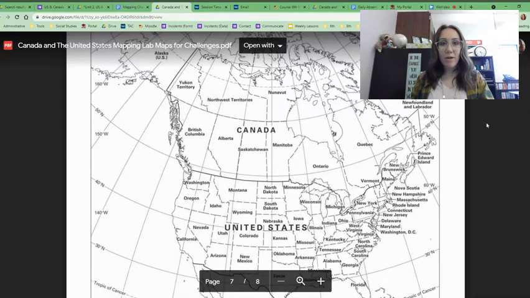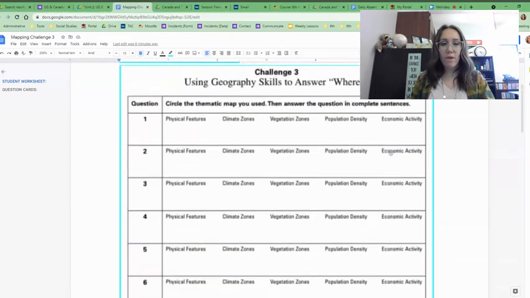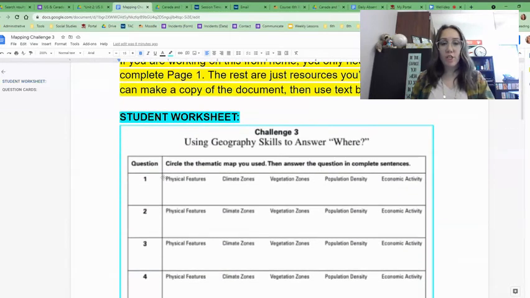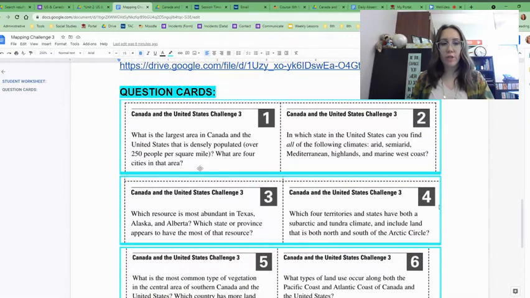All right, now that we are done going over the maps, let me tell you how to fill out the sheet. So let's go back to our challenge. You should have this sheet now. So what we need to do is go to the question number in our card. So let's go to our cards. Here's question number 1. Let's read the question first. It says, what is the largest area in Canada and in the United States that is densely populated, over 250 per square mile? What are 4 cities in that area?